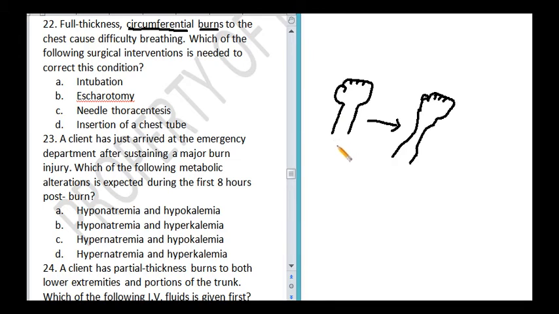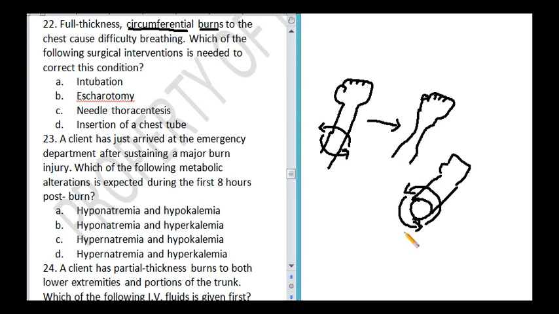circumference. For example, going by this figure, the hand had a circumferential type of burn. It means the burn extends around this part of the body and until here. So it involves the entire, for example, if this is the hand, the burn affected the entire circumference of a certain part of the body.